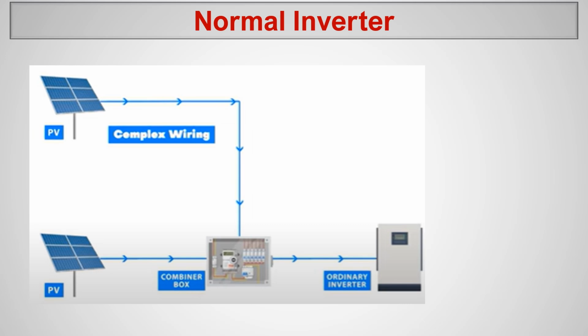Okay, another function: the hybrid inverter combines the charge controller, the combiner box, everything inside the hybrid inverter. But with a normal inverter we need to have a combiner box. Look at it here. The solar panels are supplying power, we combine it here and supply it to the inverter.